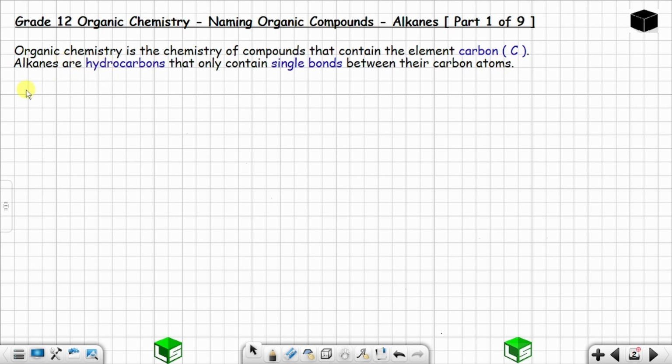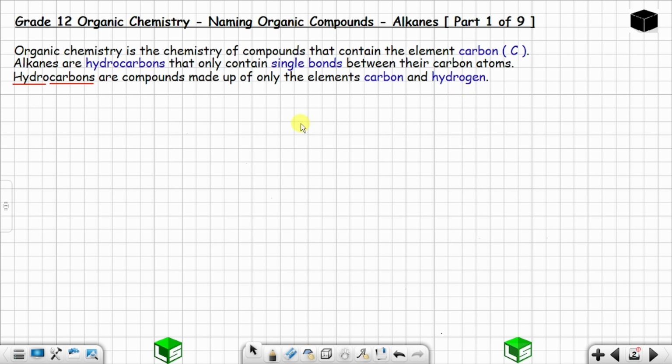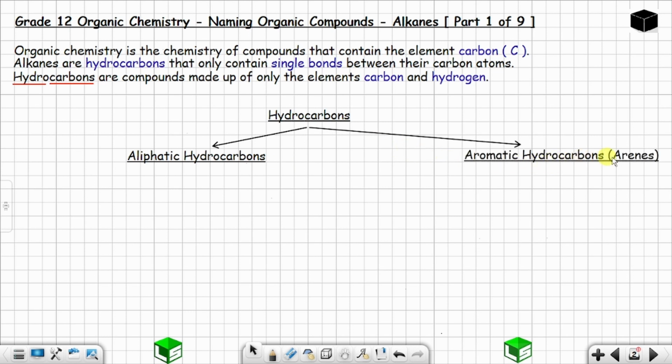What are hydrocarbons? Hydrocarbons are compounds made up of only the elements carbon and hydrogen. So you have hydro for hydrogen and carbon for carbon. This is easy to remember. Whenever you see the word hydrocarbons, you should know that they are compounds made up of only carbon and hydrogen. And hydrocarbons are divided into aliphatic hydrocarbons and aromatic hydrocarbons.